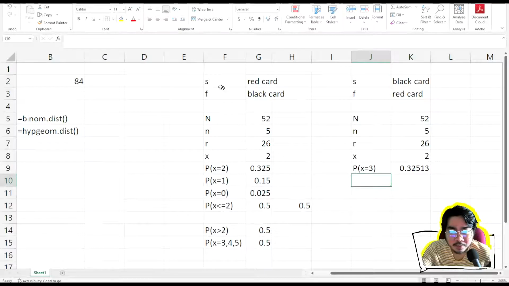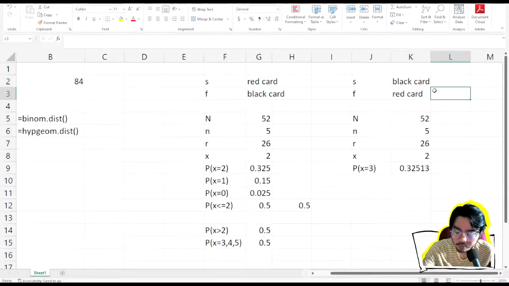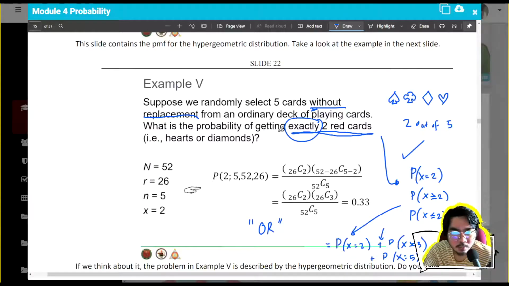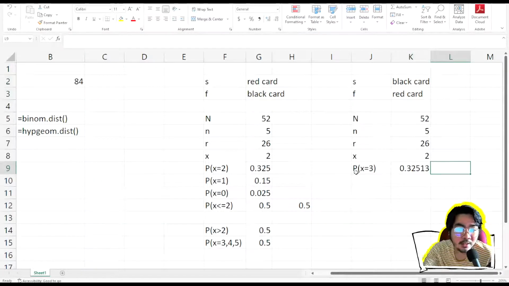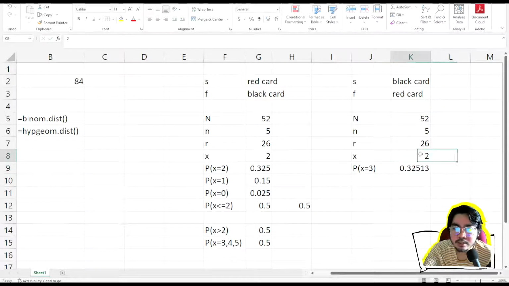So in this particular problem, you can do either way kasi dito, no? You can do red or black yung success or failure. So let's do this. Try natin siya na ang success natin is black cards and failure is red card. So pagka ganyan, it's still the same problem. No? Ang problem pa rin natin is what is the probability of getting exactly 2 red cards. So if you want to get exactly 2 red cards, then that's the same as saying that we are getting exactly 3 black cards. Tama? So if you get the probability of 3 black cards, so magbabago na to, no? Ito lang actually yung magbabago.